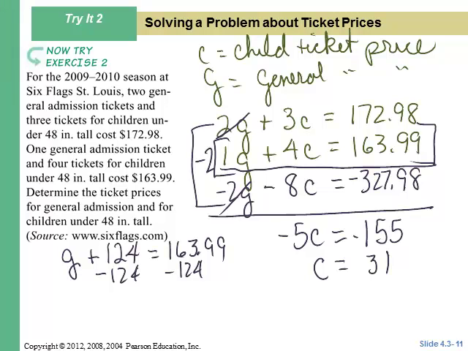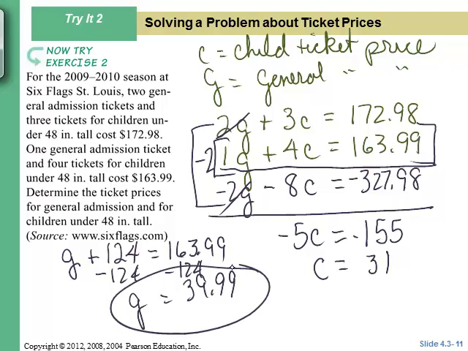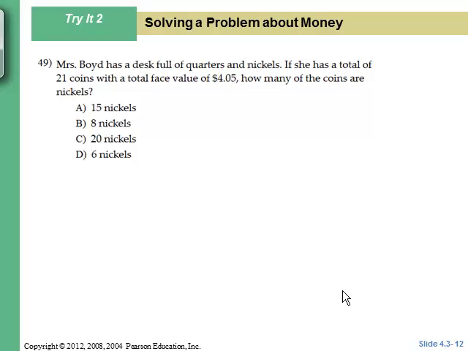63.99 minus 24 is 39.99. So the general admission costs $39.99, the child costs $31. Next one. Now this one's a little bit different, and I'll show you why.